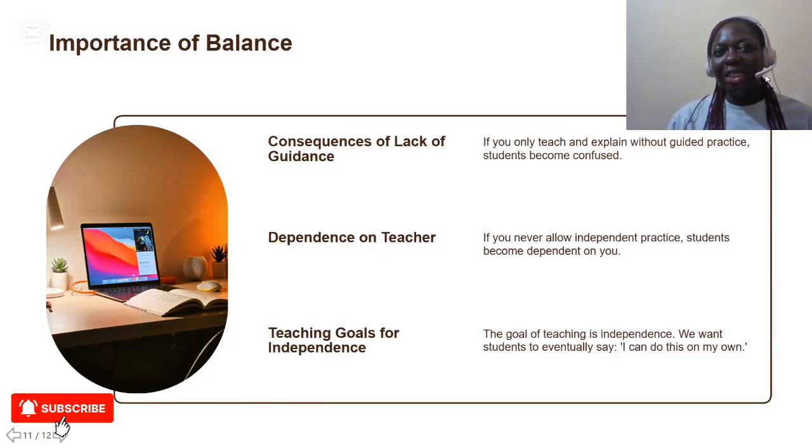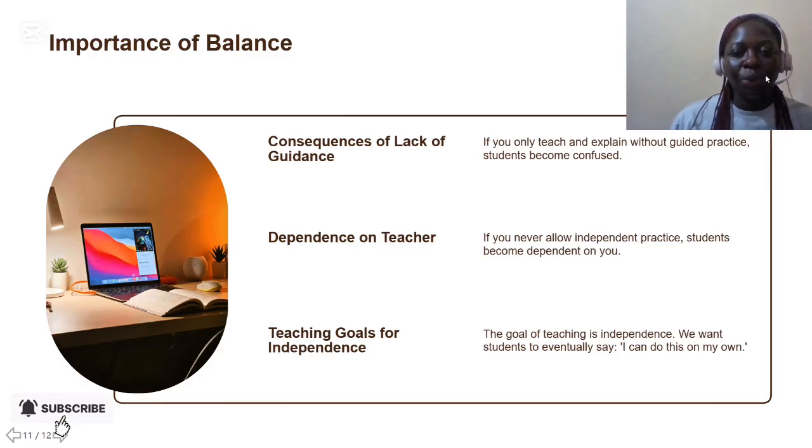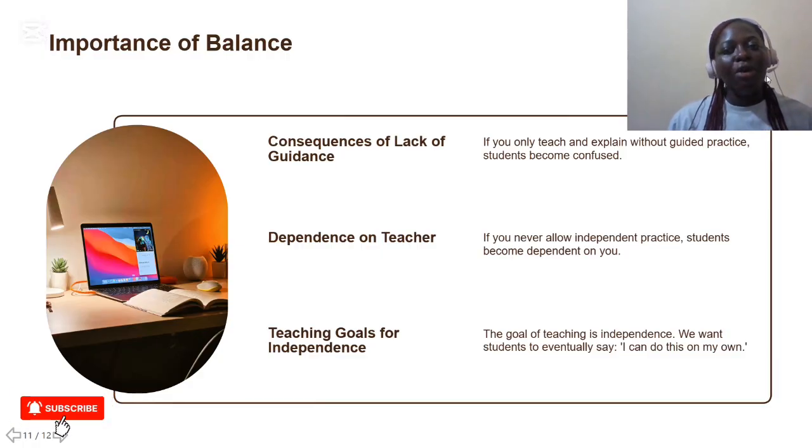Okay, at least the child should be, at the end of the class, able to say, "Oh, I can do this on my own." If you give them homework, they should be able to do it on their own. They will not come back the next class and say, "I did not understand the homework. That's why I did not do it." So these are the things you need to look out for when you are preparing your slides for your lesson.